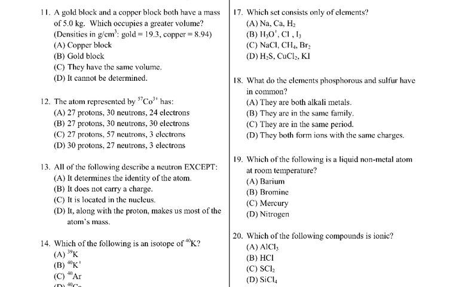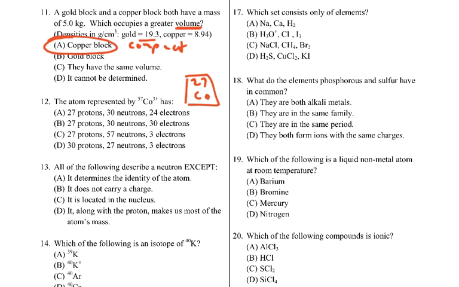Okay, a gold block and a copper block have a mass of 5 kilograms. Okay, density. Gold is more dense than copper, so that means it's more compact. So the answer here, which has a greater volume? Well, if it's more compact, it would have a smaller volume, so the copper block is the one that would have the greater volume.